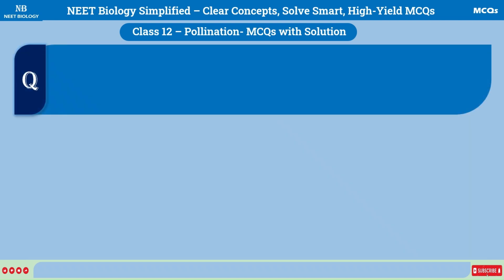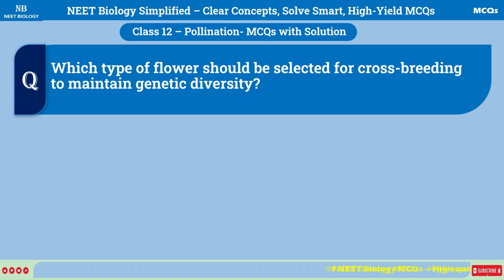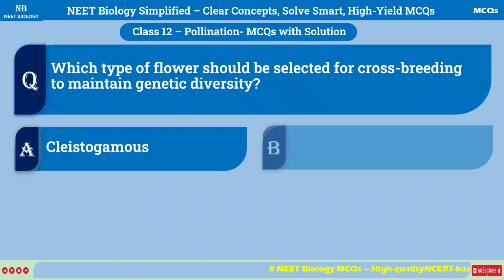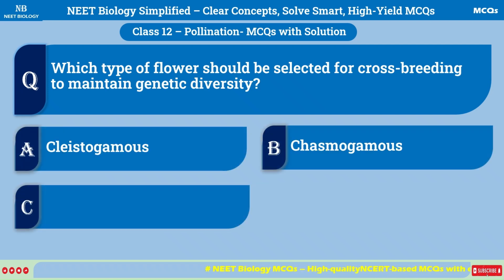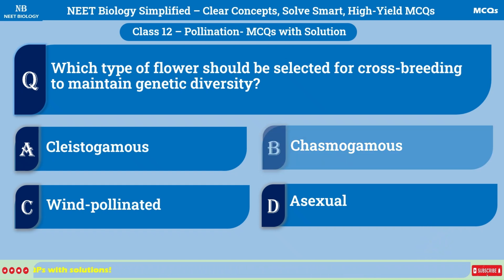Which type of flower should be selected for crossbreeding to maintain genetic diversity? A. Cleistogamous. B. Chasmogamous. C. Wind-pollinated. D. Asexual. Correct answer is B. Chasmogamous.